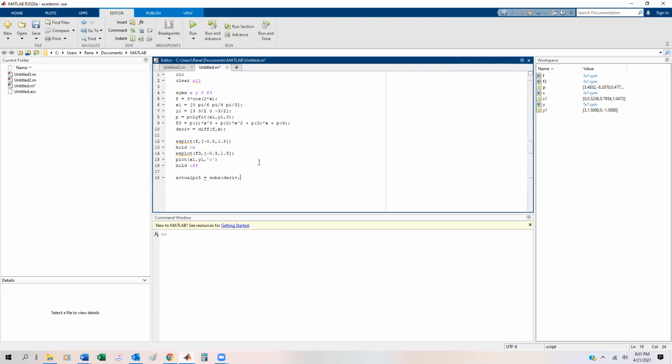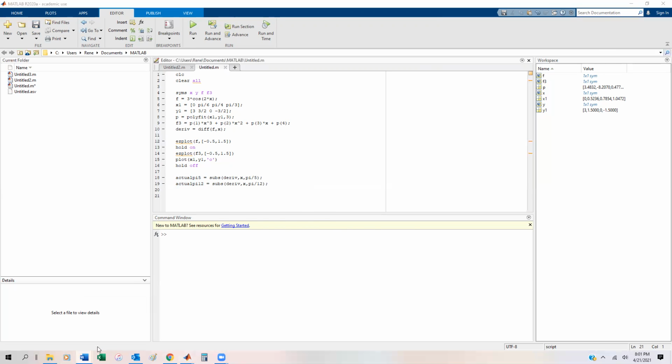for x, we're going to substitute pi fifths. And I'm going to do the same thing, but I'm going to call it actual pi 12, and I'm just going to say pi 12ths. All right, so those are our actual values. And it hasn't asked us to print it to the screen yet, I believe.